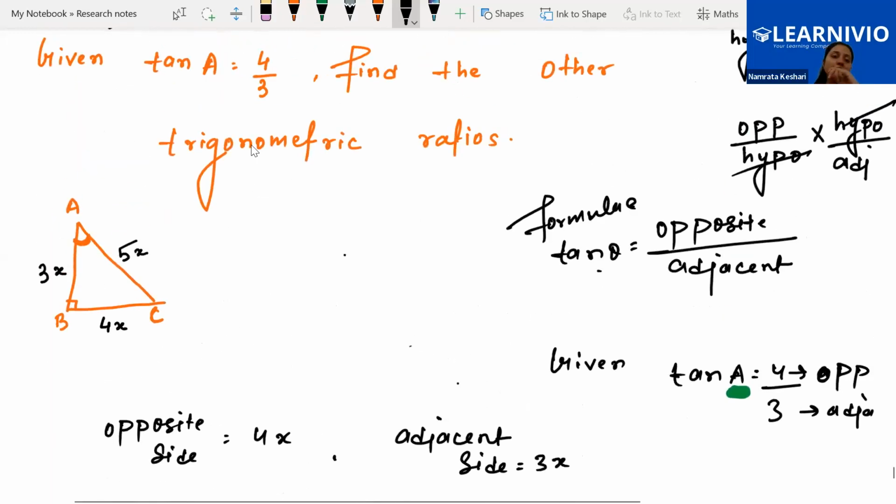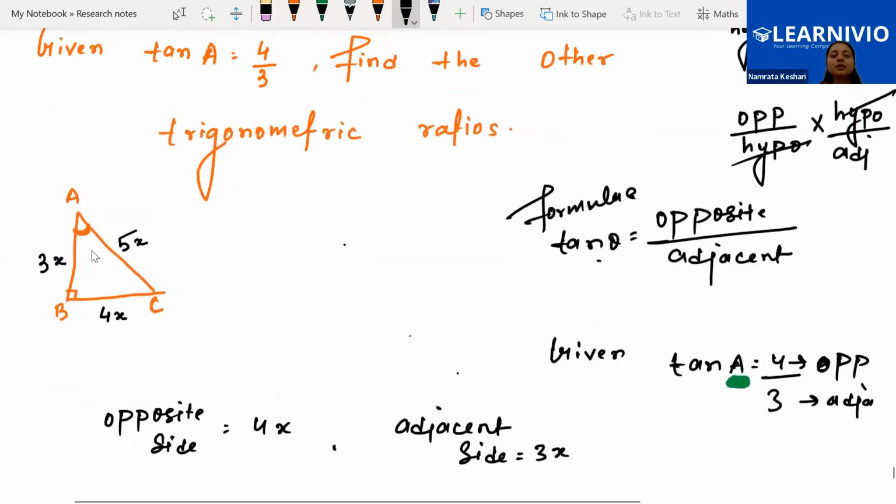Now what we are doing over here: tan A is given as 4/3. With the help of that, we realize that the tan formula is opposite over adjacent. So 4 is representing the opposite side, 3 is representing the adjacent side. Now we take x along with that to separate the ratio, to separate the fraction. Then we have constructed a right angle triangle by ourselves. We know the opposite side and adjacent side, but we don't know the hypotenuse. So we have one magical formula, the Pythagoras theorem, which helps us find the hypotenuse. We found the hypotenuse with the help of the Pythagoras theorem.